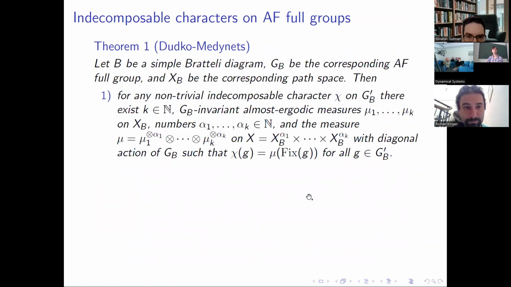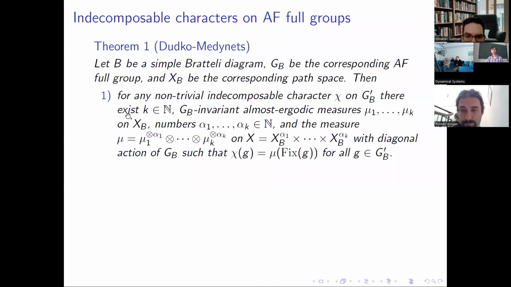Now, our main result is the following. So I think that we have a simple Bratteli diagram, and let G_B be the corresponding approximately finite full group, and X_B be the corresponding path space. We show that the Vershik conjecture is true for the commutator subgroup G_B prime of G_B. It's a subgroup dense in G_B.